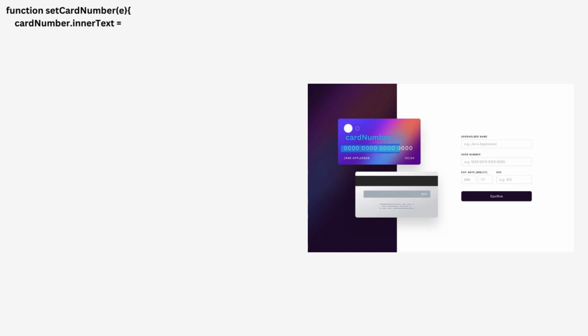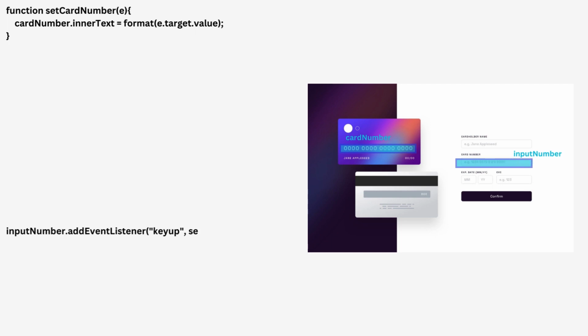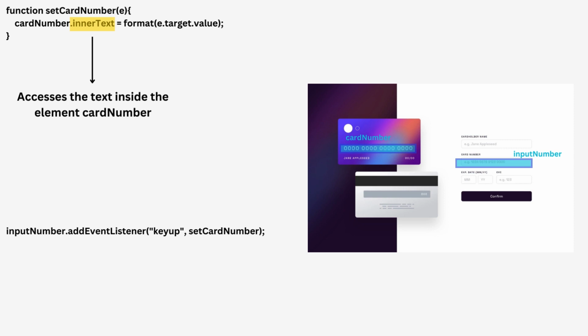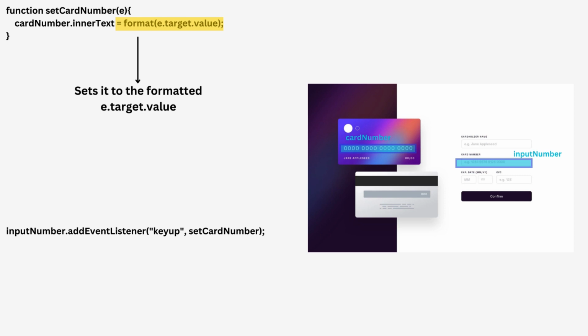Now let's define the functions that will display the user input on the card. Then we'll add an event listener that fires when a key is released and runs the corresponding function that we defined. Starting with the setCardNumber function, we'll access the text inside the card number element, which is set to zeros right now, using the innerText property. Then we'll set it to the e.target.value, after formatting it. We'll define this formatting function later.